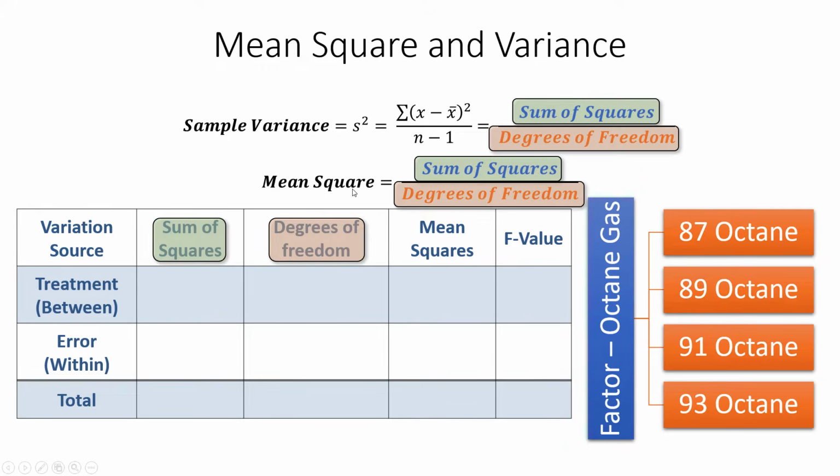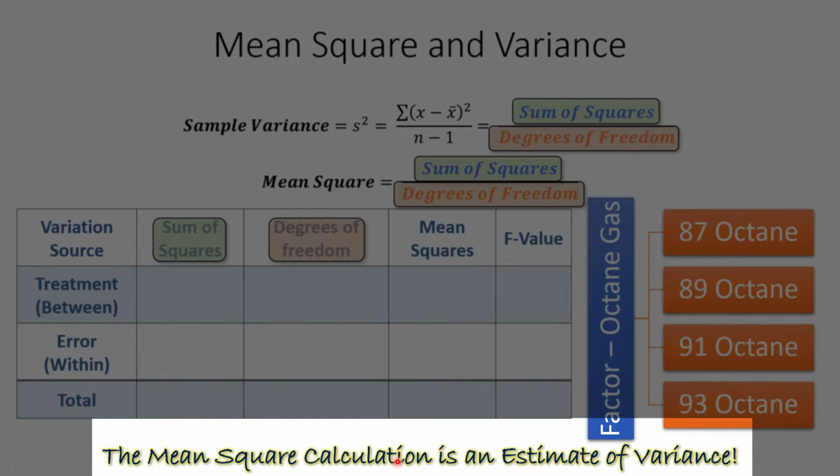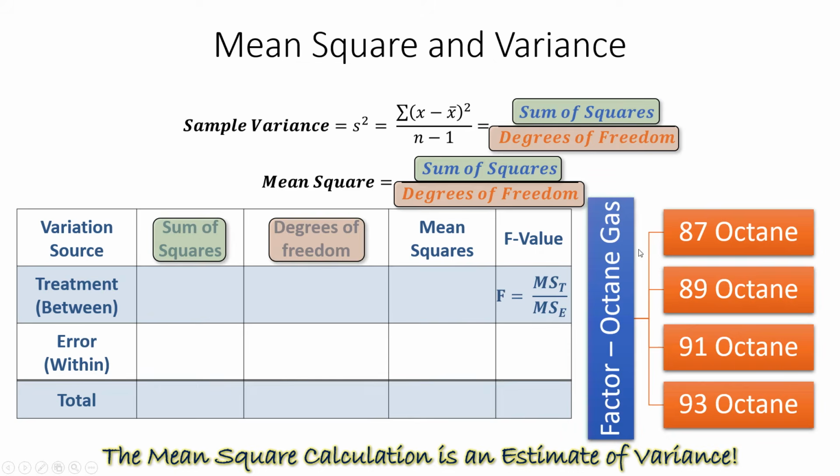Now, the reason I show you those two equations is because I want to make sure you understand this point. The mean square calculation, mean square of the treatment, mean square of the error, is an estimate of variance. Okay, it's an estimate of variance. And when we calculate two different estimates of variance, it allows us to take this F value, this ratio of the mean square of the treatment relative to the mean square of the error.